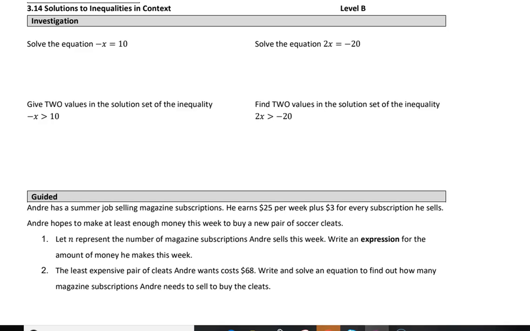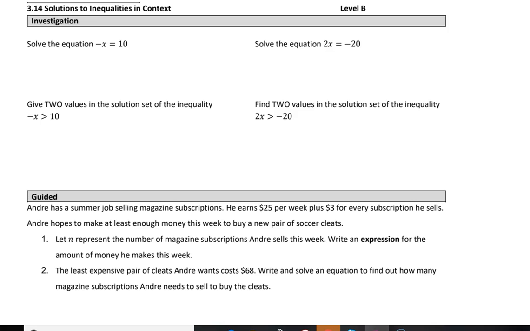Hey guys, welcome to the 3.14 Solutions to Inequalities in Context video, that's just word problems. So we're going to think about some equations and their same inequalities. First one, we're going to solve the equation negative x equals 10.